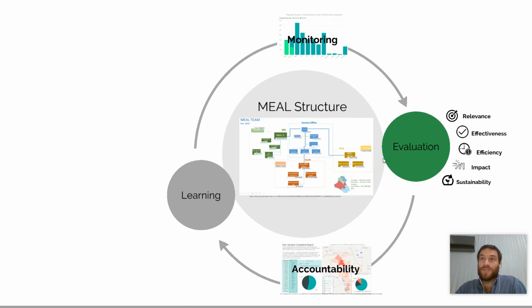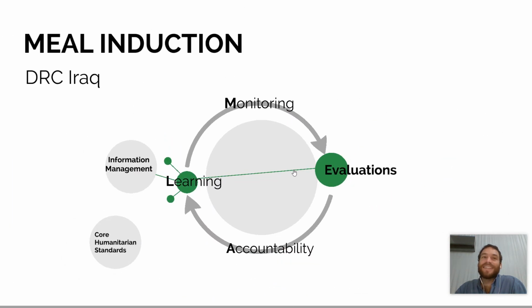And that's evaluations. Evaluations are directly related to the learning step. And we'll see that, for example, an evaluation in 2019 led us to implement the information management team, which is helping a lot with the monitoring process and accountability process, by properly having a tracking of each individual beneficiary under protection activities, under shelter activities, and livelihood activities.